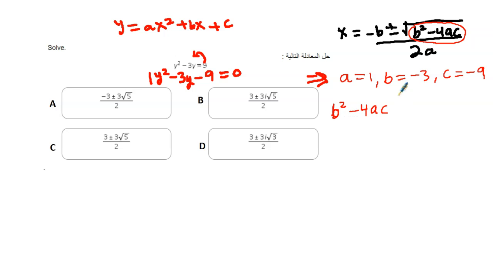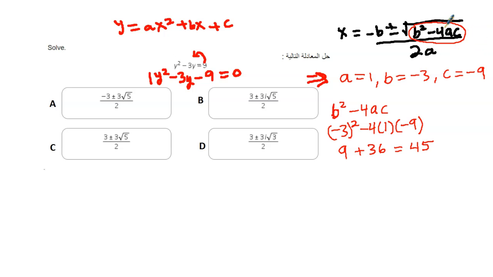So our b is negative 3. Make sure you put parentheses or brackets around it. Our a was 1, and our c was negative 9. Here, negative 3 times negative 3 is going to be positive 9. Negative times negative, the multiplication is also going to be positive. 4 times 1 is 4, and 4 times 9 is 36. When you put it together, you get 45. So now you have your b squared minus 4ac equal to 45.